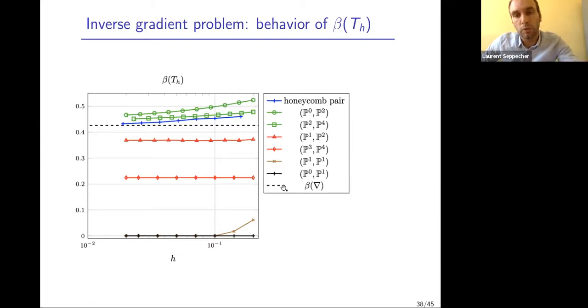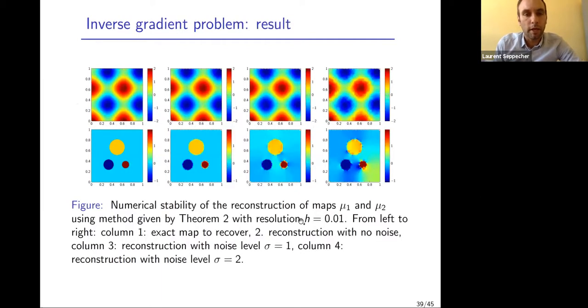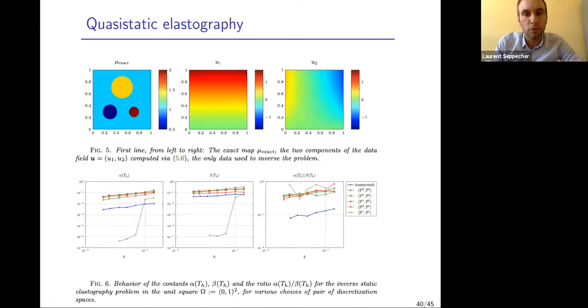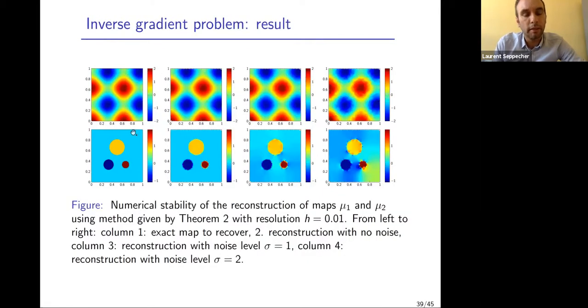So when you choose your discretization, you have to look at this graph and take the one which has a very good beta. Okay, and so you can invert the gradient with huge stability, directly taking the inversion of the discrete T_h. Okay, and you will see that it works and it has a very good stability to noise. Here is a different level of noise. Okay, I won't go into details, but this is just to show you that it's stable.